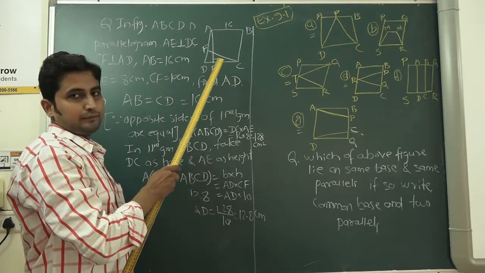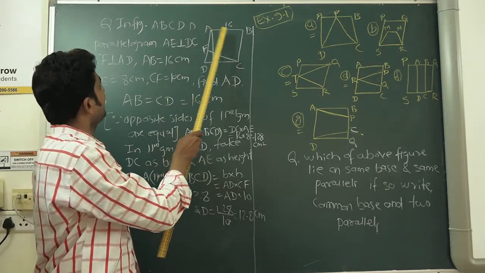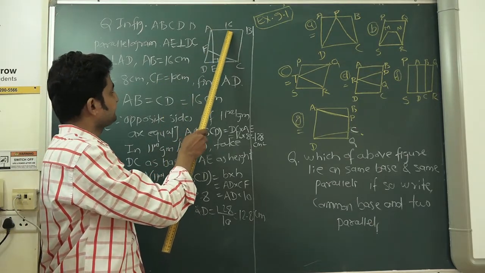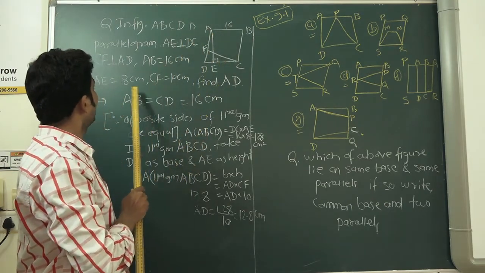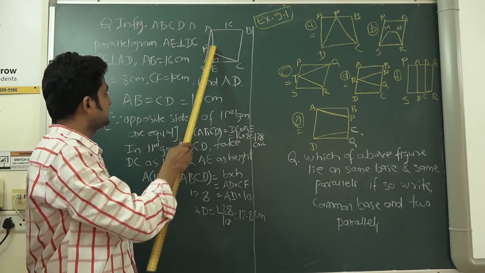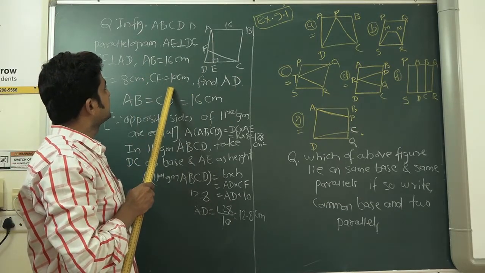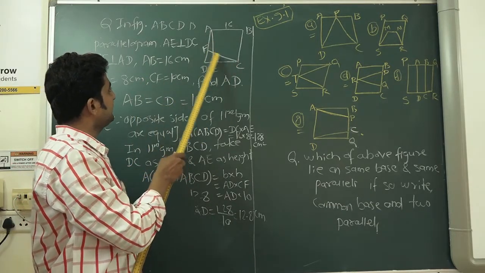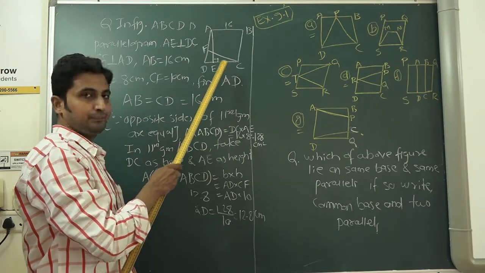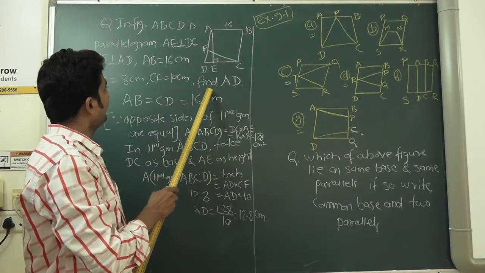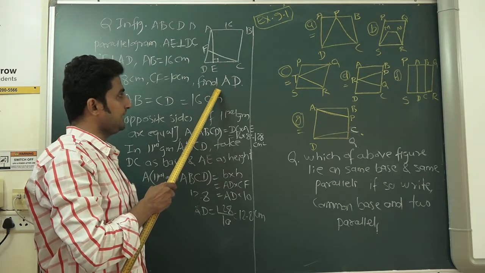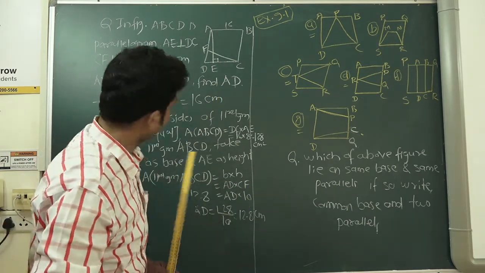And one side is given. Which side? This side AB is given, that is 16. AE, this side is given, that is 8 centimeter. CF, this side is also given, that is 10 centimeter. Right? And using this, we are asked to find the AD.